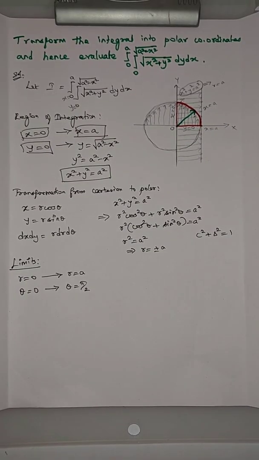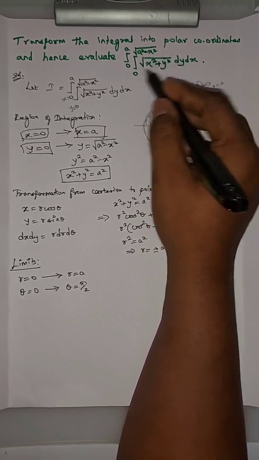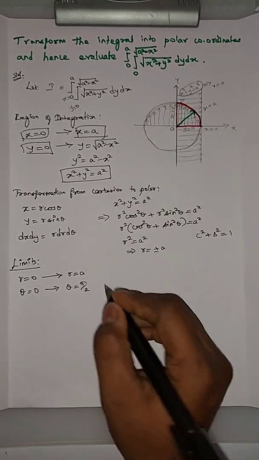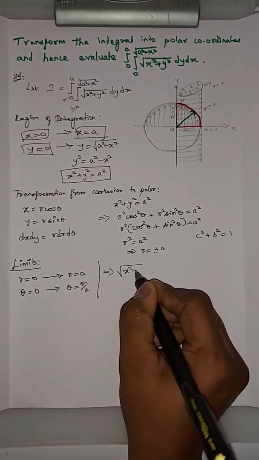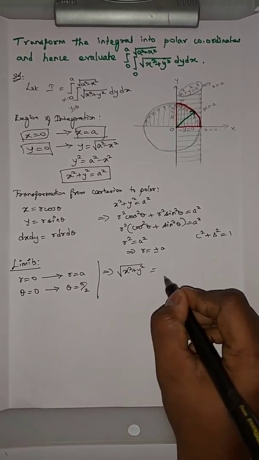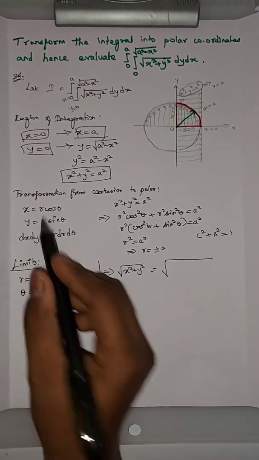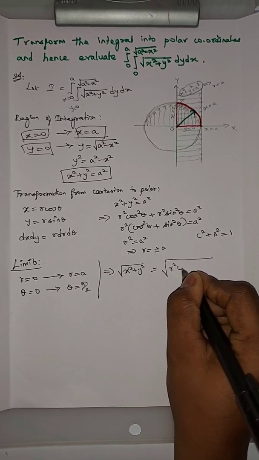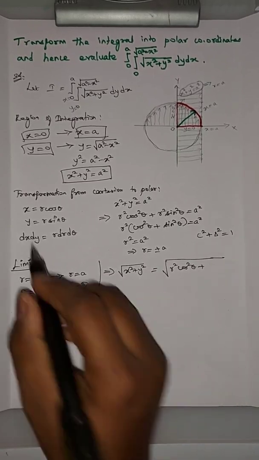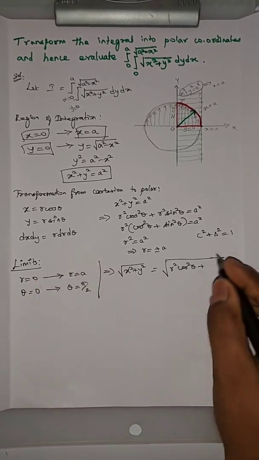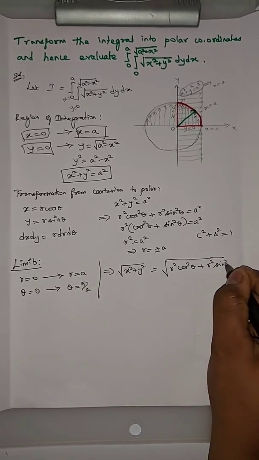Now we should convert the integral function into polar. The integral function root of x square plus y square becomes root of r square cos square theta plus r square sin square theta, using the conversion x is equal to r cos theta and y is equal to r sin theta.